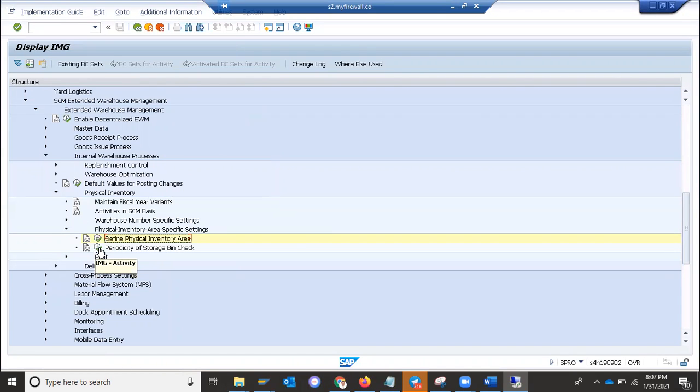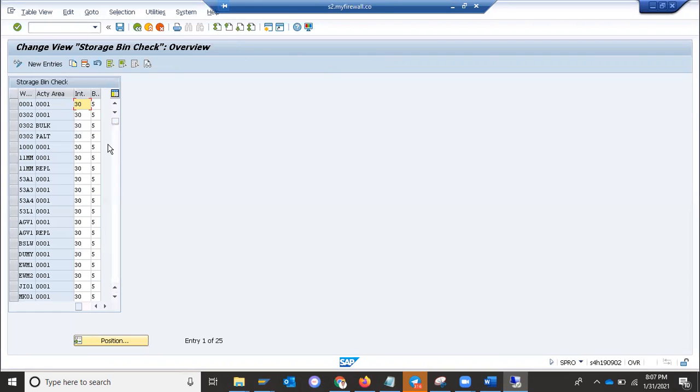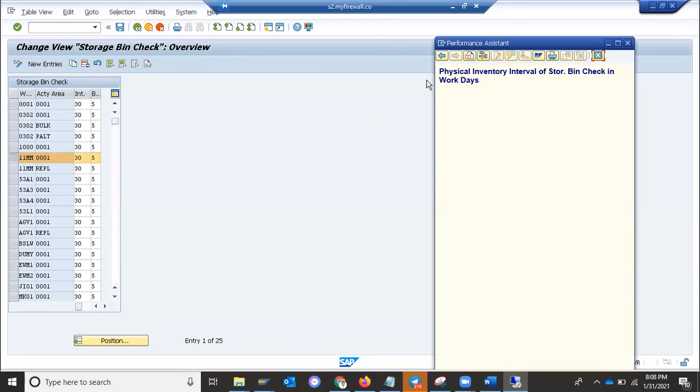Periodicity of storage bin check. We can define the periodicity of storage bin check also, right? Which period we can check, like for our standard, let us suppose for this warehouse activity area, this is the interval, this is the periodicity. So we can define here also. Storage bin checked in work days, 30 work days we can check.